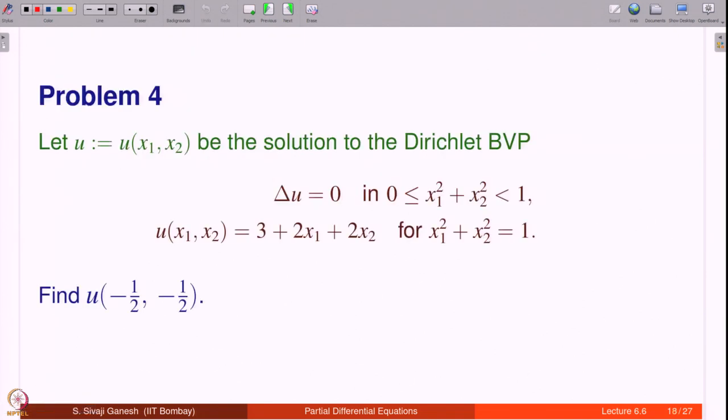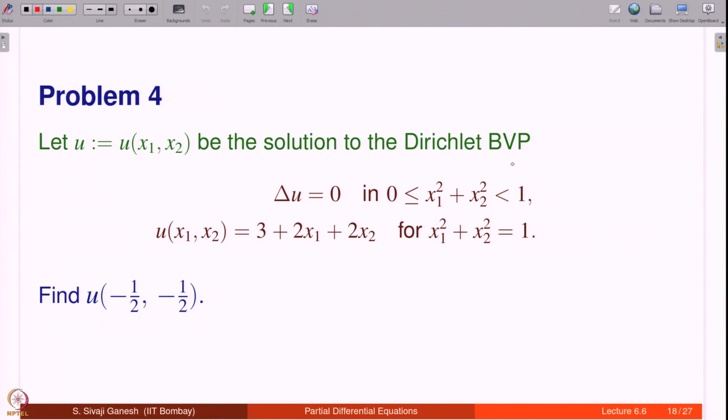Let us move on to problem 4. Let u be the solution to the Dirichlet boundary value problem in the unit disk: Laplacian u equal to 0 in the unit disk, and on the boundary of the unit disk u is given to be 3 plus 2x1 plus 2x2. Find u of minus half comma minus half. So, how will you find it? One option is to explicitly solve this boundary value problem and then evaluate at minus half comma minus half.